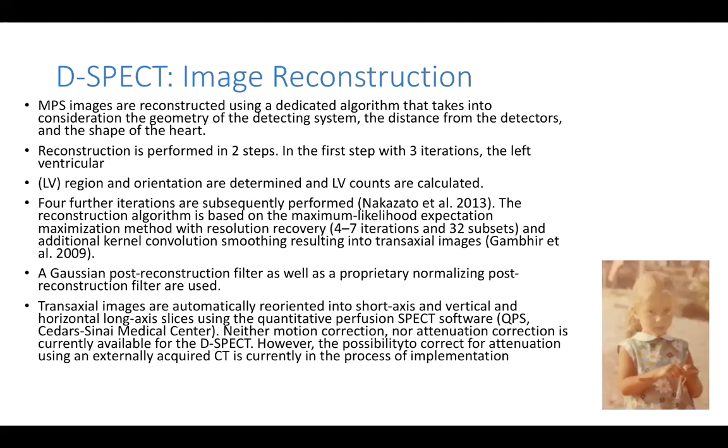Due to the fact that this camera has a particular geometry, a dedicated algorithm was developed, and it takes into consideration the geometry, the distance from the detectors, and the shape of the heart. So reconstruction is performed in 2 steps. The first step has 3 iterations where the left ventricle region and orientation are determined and the LV counts are calculated. And then 4 further iterations are subsequently performed.